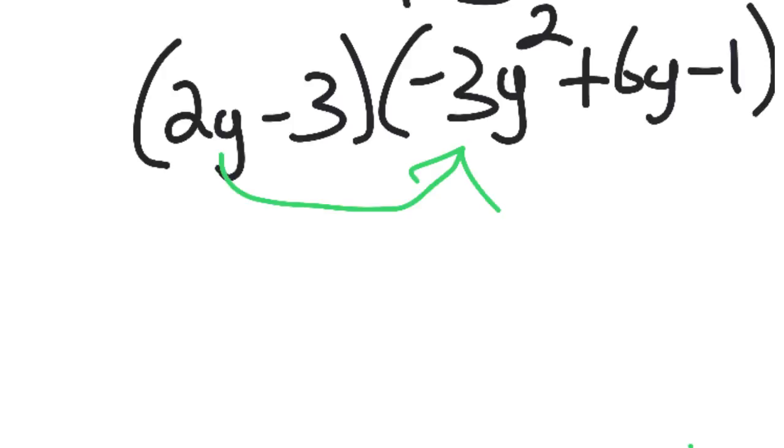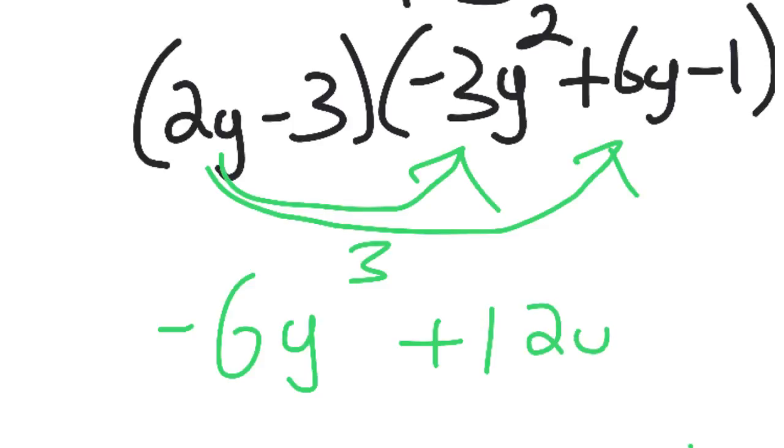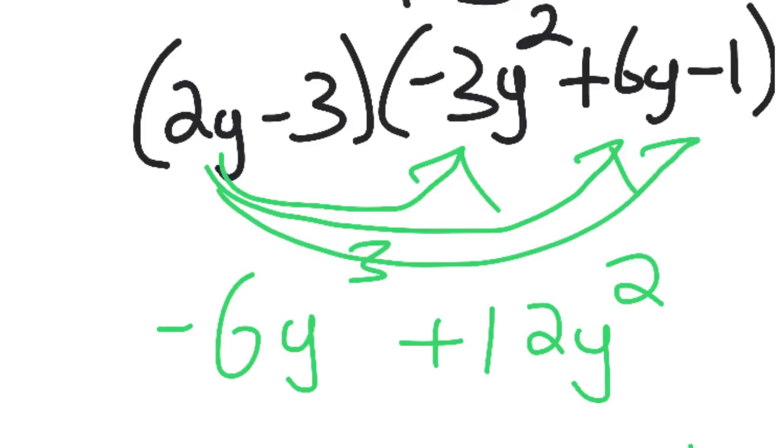So when we do 2y times negative 3y squared, we get negative 6y to the third power. Then we got to make 2y multiply to 6y. That gives us 12y squared, because 2 times 6 makes 12, and then y times y makes y squared. Then we also have to do 2y times negative 1. That gives us negative 2y.